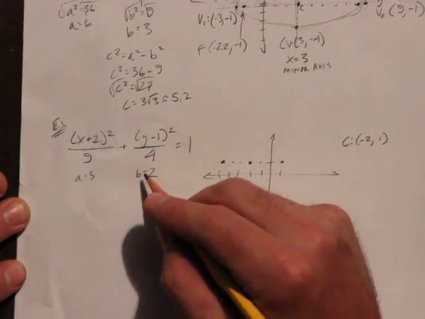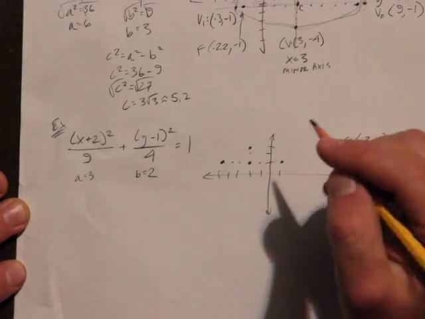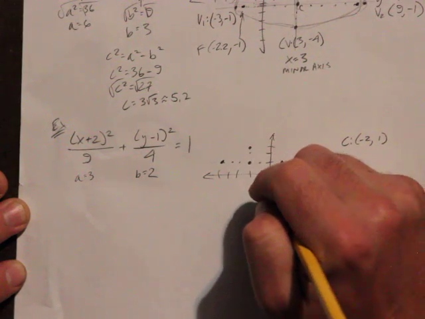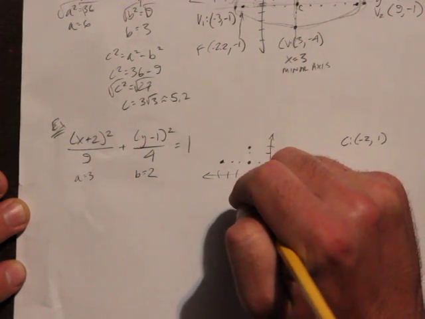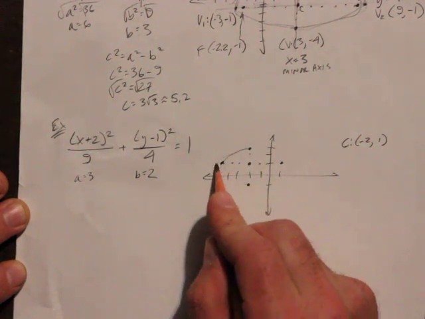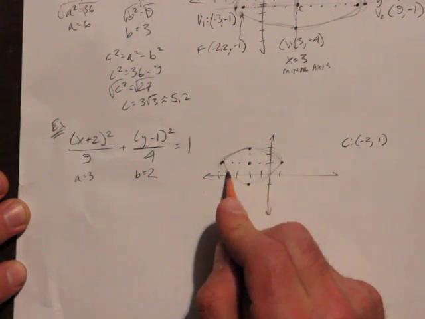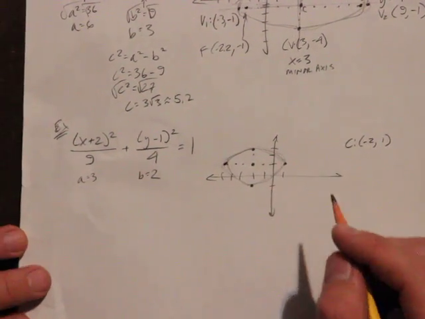Alright, and then b is 2, so I go up 2, 1, 2. There's my co-vertex, and then here is my other co-vertex, down 2. And I'm going to draw my ellipse. There it is. We can label these points here.